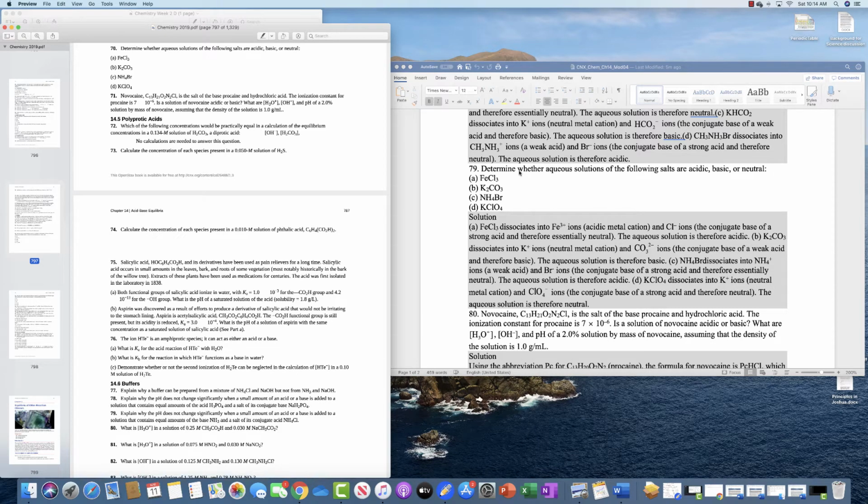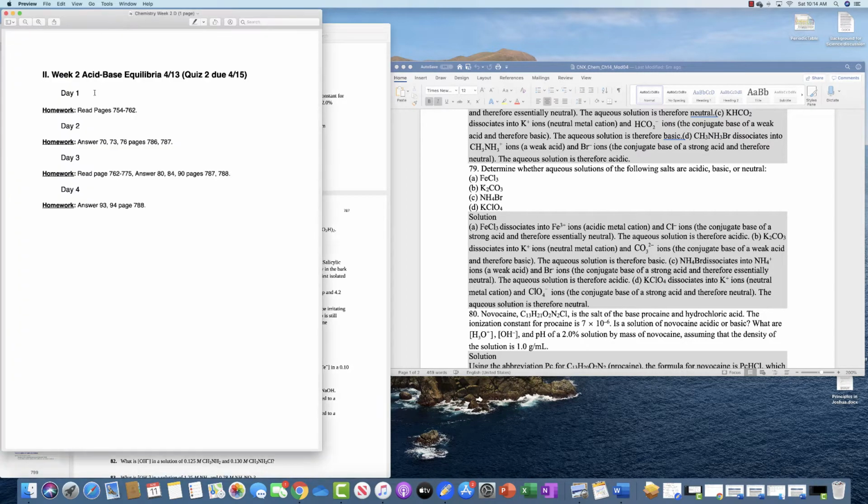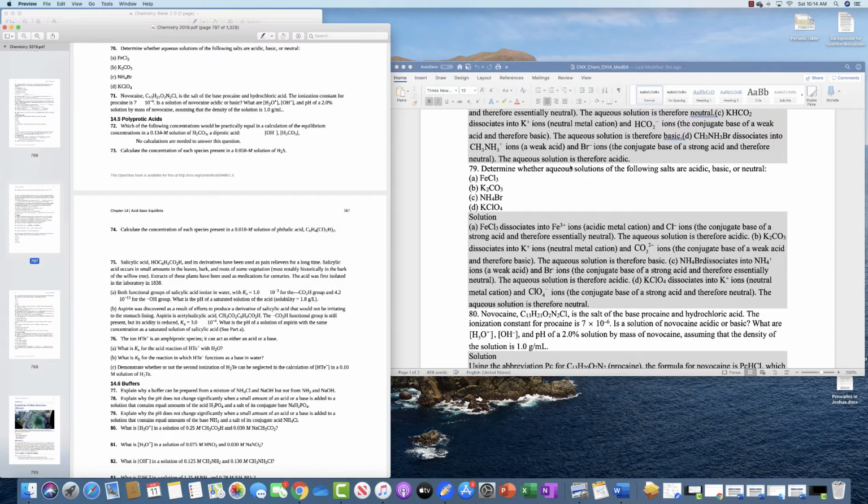Okay, today we're going to go through the second part of the acid-base, second week of acid-base. I'm going to start out by going through the answers to number 70. Number 70 is the first problem that you have to work. Although it says 79 over here, this is the same problem. It says determine whether aqueous solutions of the following salts are acid, base, or neutral.